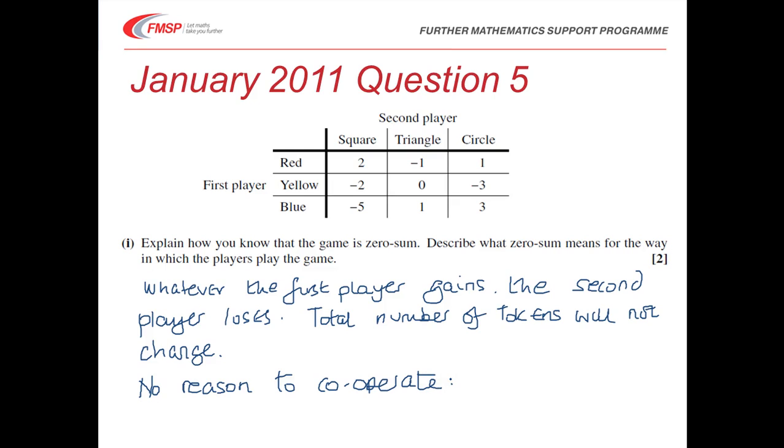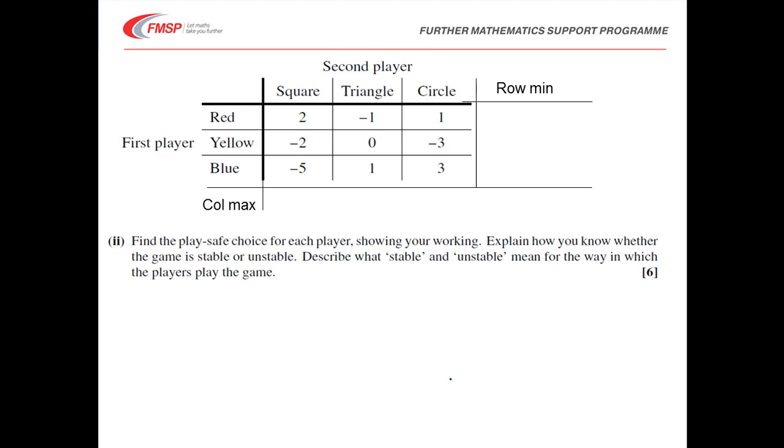So 1 mark for each of those 2 parts in part 1. And then it says find the play safe strategy for each player, showing your working. Explain how we know whether it's stable or unstable, and then describe what that would mean. So remember, in order to find the play safe strategy, we need to add on this extra column over here, and we find the row minimum.